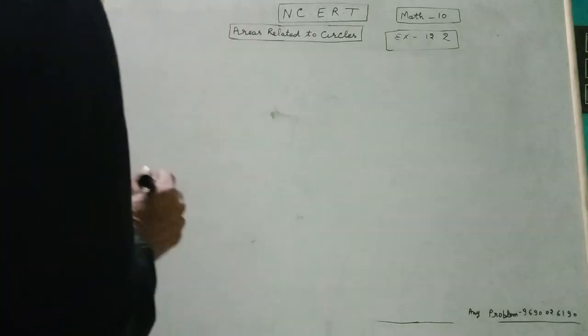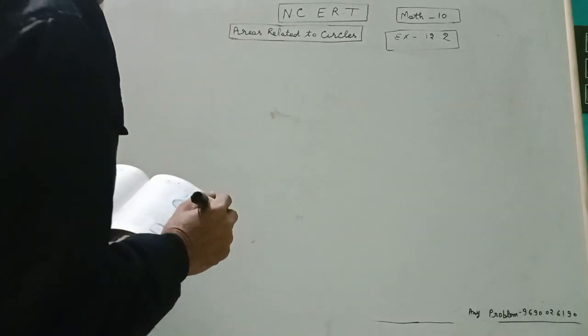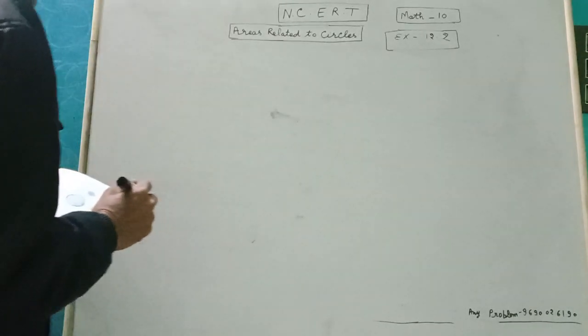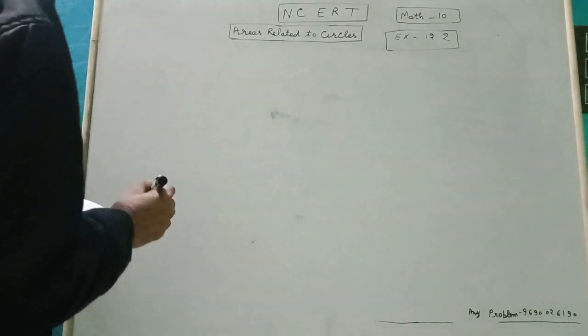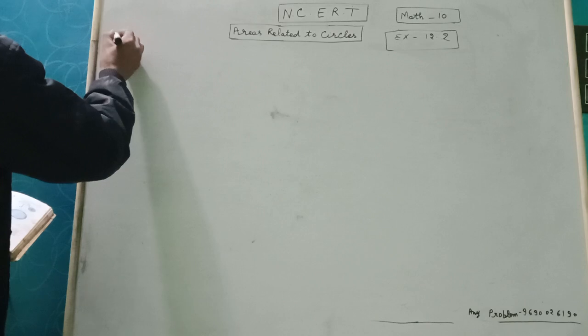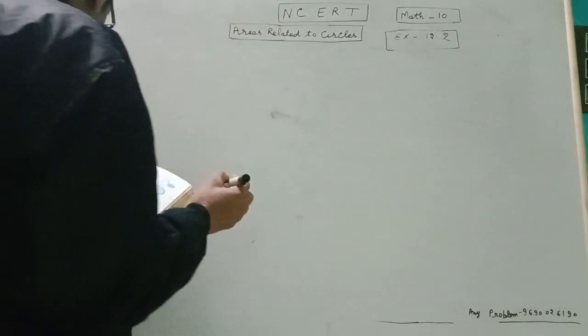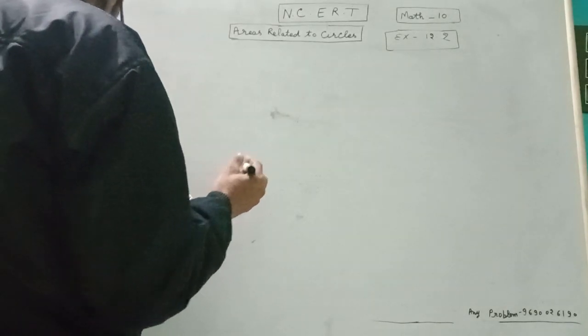10th class student, exercise 12.2, areas related to circle. Question number 1 is: find the area of sector of a circle.